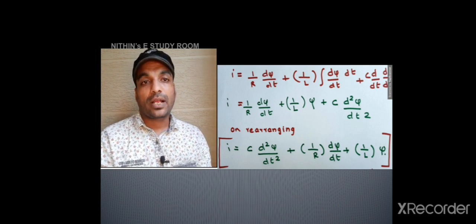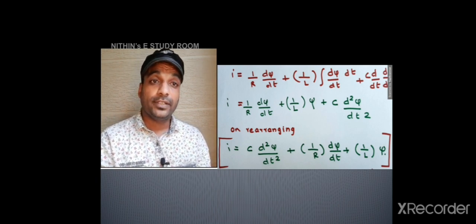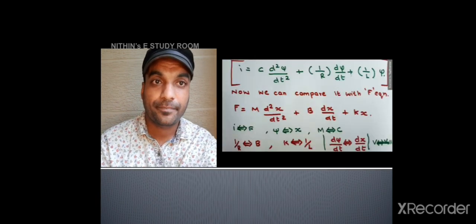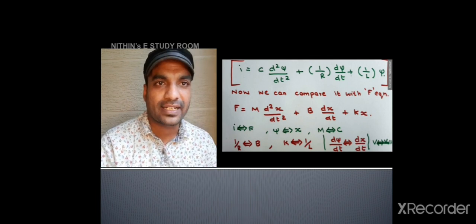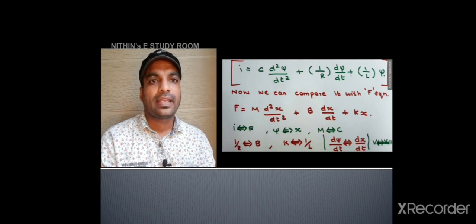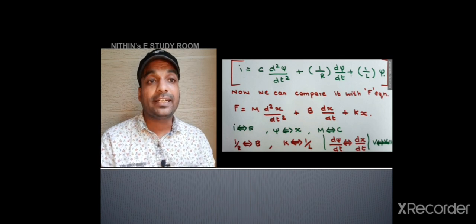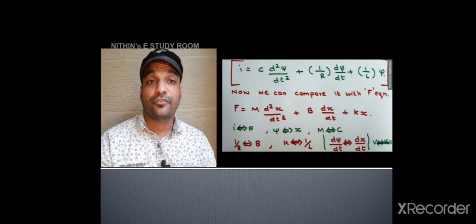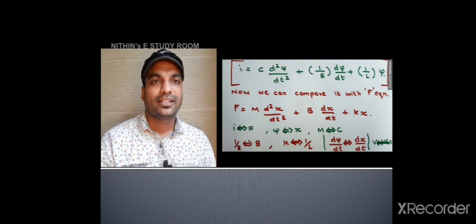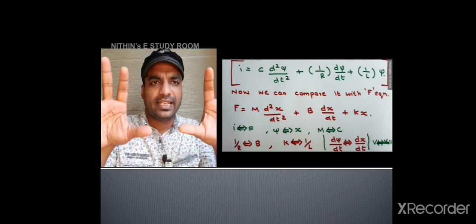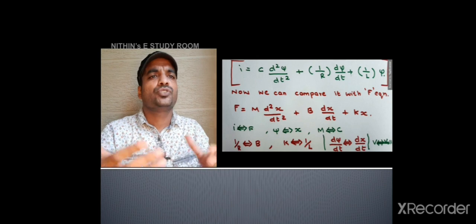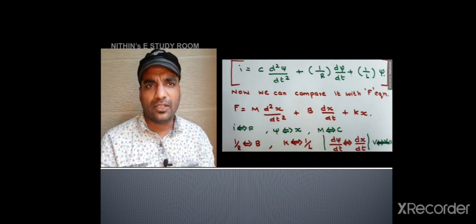Now it is time for comparing the obtained equation with the equation of a translational mechanical system. In green ink, I have written the equation of the electrical system, and in the red ink, I have written the force equation of a mechanical translational system. Now you can see both the equations are of the same order, same format, same pattern. So you can easily point out which are the analogous terms.